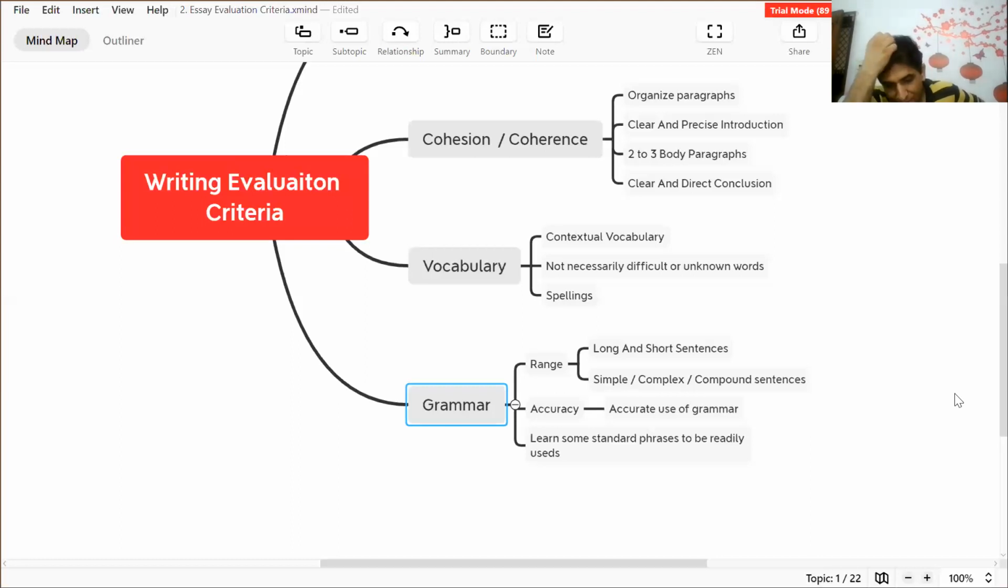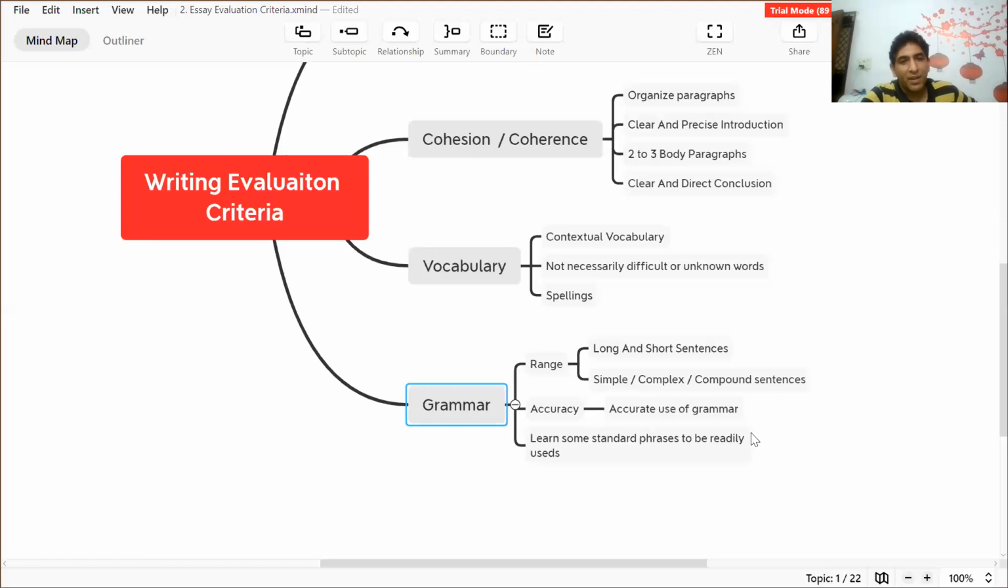So as far as grammar is concerned, you are supposed to showcase your range and accuracy. Range is a collection of long and short sentences. We call them complex and compound sentences, which we'll separately study. Then accuracy, which is how accurate is your depiction. Are you using the grammatical structures as per the rules of grammar? And as I said, you should learn some standard phrases for it.